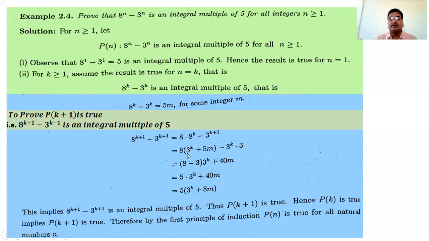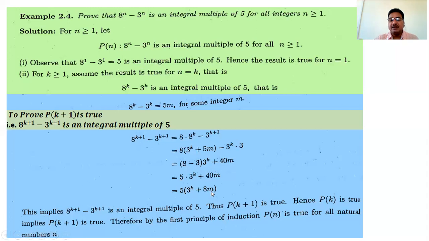So this is 3 raised to k, value of 8 raised to k, plus 5m, minus 3 raised to k into 3. This is a factorization of 3 raised to k plus 1. Then take 8 into 3 raised to k, and this 3 into 3 raised to k, take 3 raised to k as common. What do we have? 8 minus 3 in bracket, plus 8 into 5m, which is 40m. Then 5 into this 8 minus 3 becomes 5 into 3 raised to k plus 40m. Take 5 as common. What we have? 3 raised to k plus 8m.